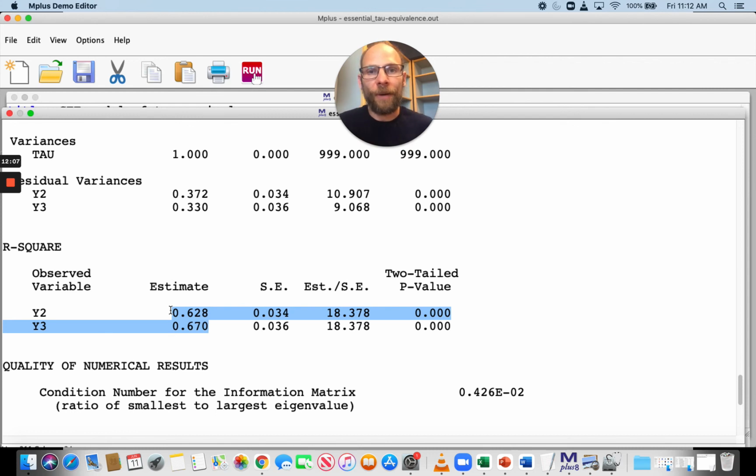So hope you found this useful to learn more about the model of essential tau equivalence and to learn more about what you can do when the tau equivalence model doesn't fit.